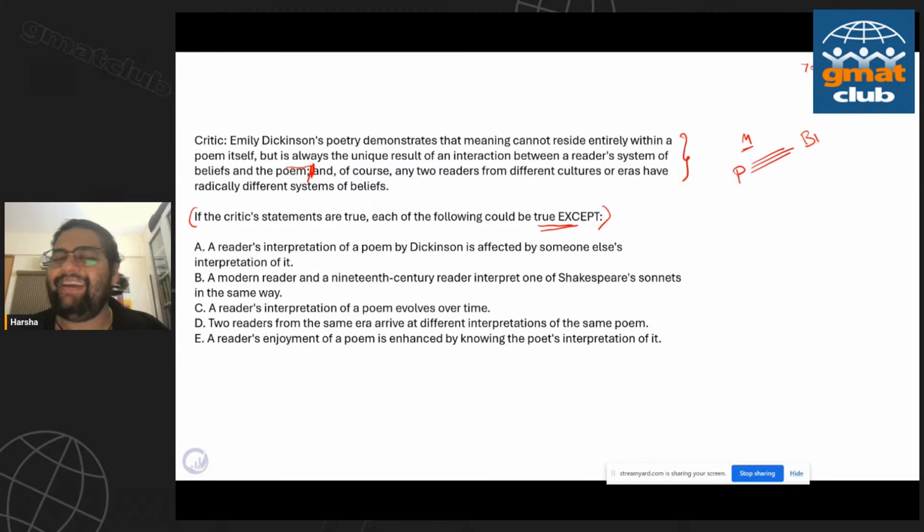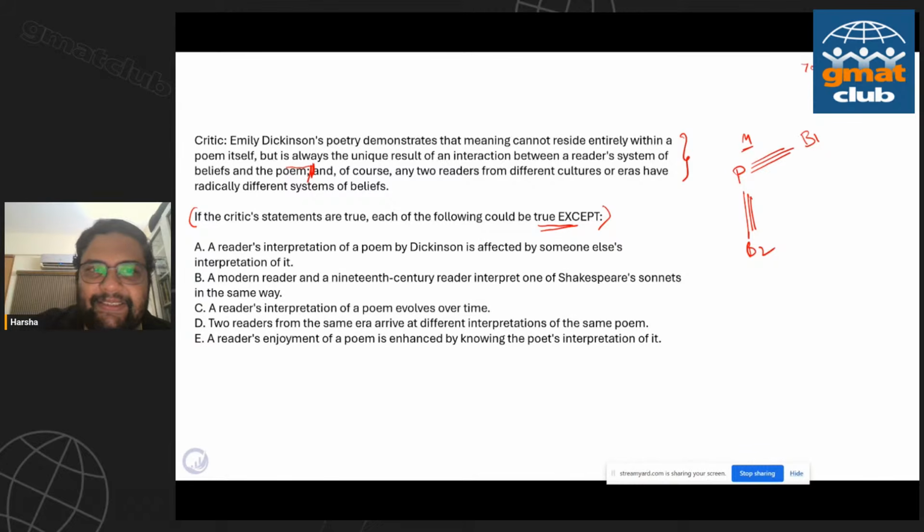system of beliefs. And think real life, what does this mean? The way I interpret a poem, the kind of meaning I extract from a poem, depends on what my core beliefs are. Somebody else with a different belief will take a different meaning from the poem. They'll interpret it differently. That's what it's trying to say. So the poem may be the same, but based on different people's belief systems, the way you interpret meaning will change. I hope that is clear.